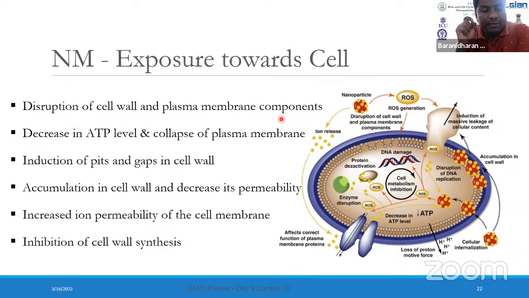And then here I haven't mentioned the production of ROS. So again, the reactive oxygen species, how do they get generated, and then whether they rupture the cell wall, and then because of that, these nanoparticles get into the cell wall and then start deteriorating.